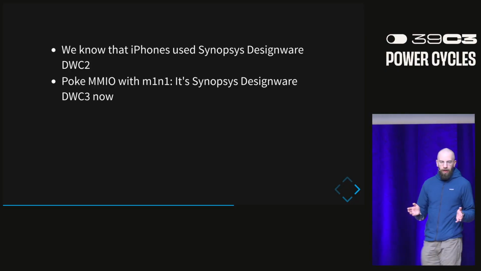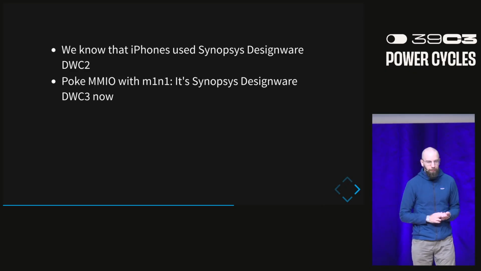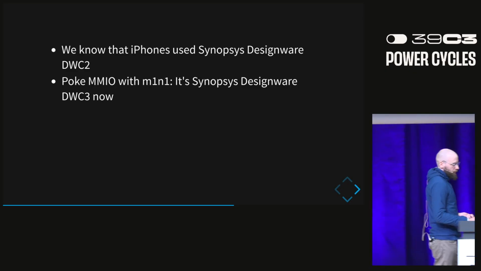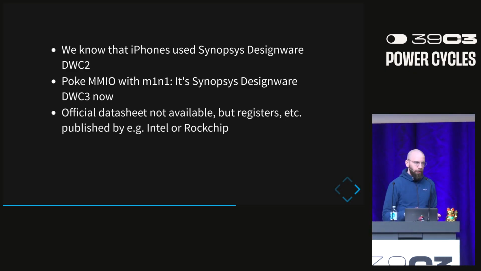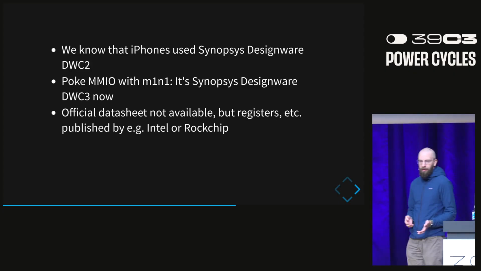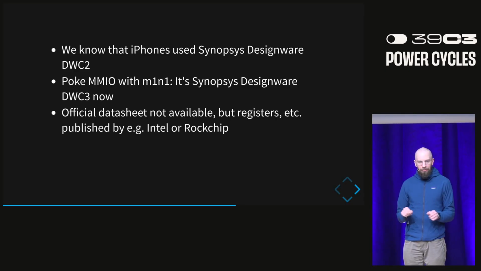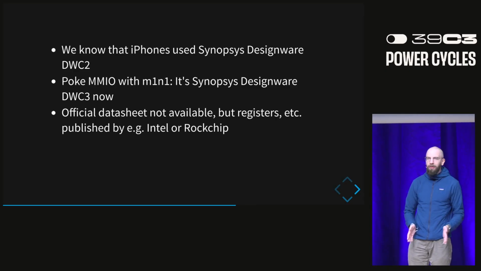And what I figured out pretty quickly by just dumping the MMIO from my computer and comparing it with known USB controllers is that it's almost the same. It's version 3 of this controller. And as it goes, you can't find an official datasheet for this unless you're a big company and willing to sign NDAs and so on. But all the registers, if you just Google for one of these register names, you find datasheets by Intel or Rockchip who have built SoCs and just include all the documentation in there.